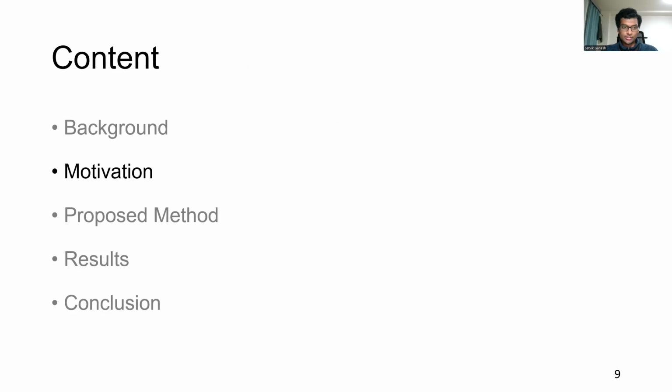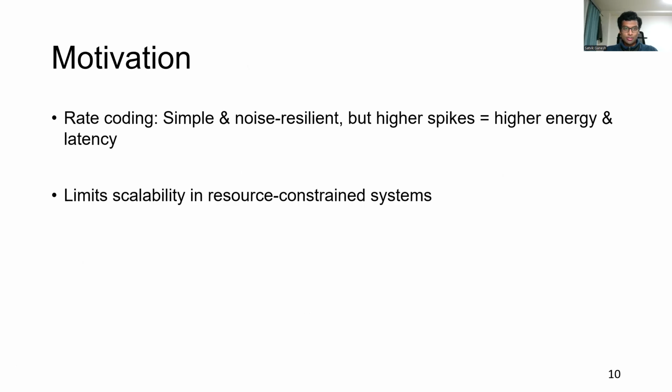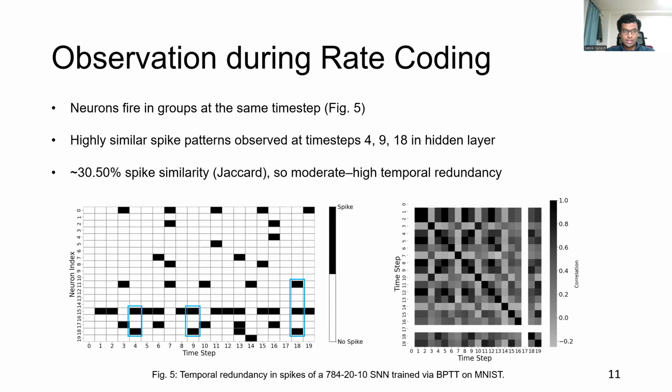Now I'd like to discuss the motivation. Rate coding is simple and noise resilient, but it generates higher spikes, which lead to higher energy and latency. This limits the scalability of SNNs in resource-constrained systems.